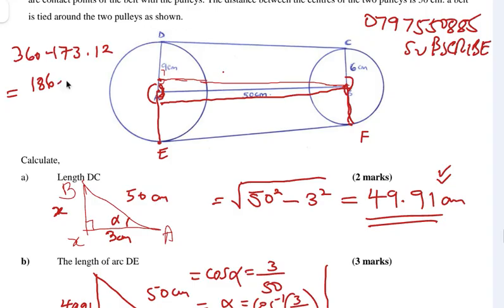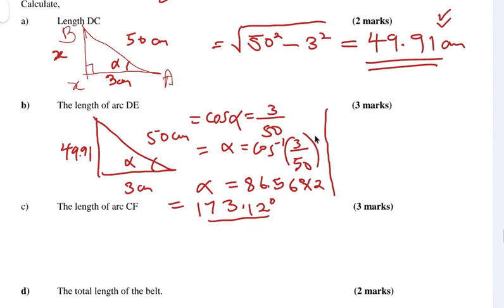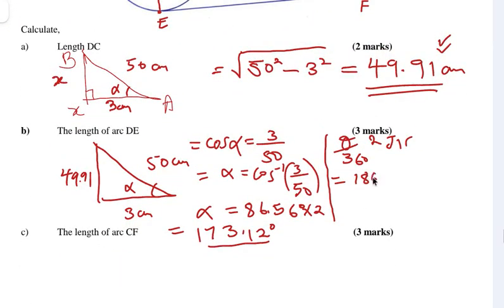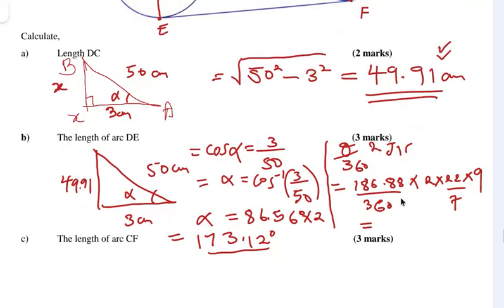Okay, 186.88 degrees. Sawa, hii ndo angle ambayo tutatumia kupata arc. The length of an arc is given by theta over 360 2 pi r, which is your theta right now ushajua ni 186.88. Okay, 186.88 divide by 360 times 2 times 22 over 7 times your r, which is 9. Okay, remember your r is 9, not that 3.